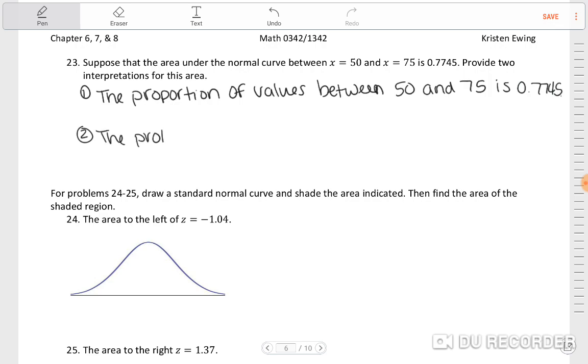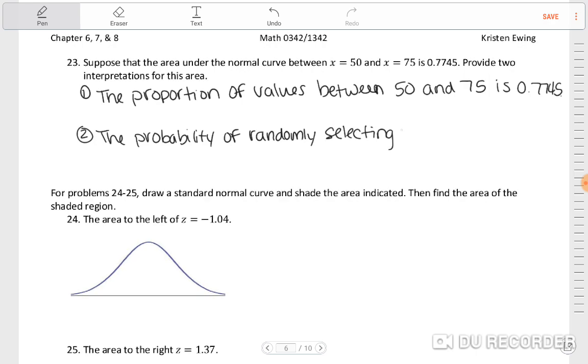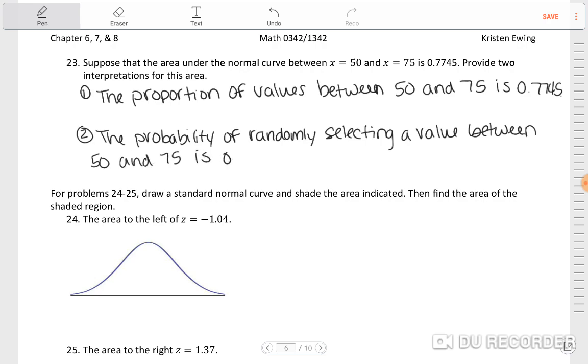The probability of randomly selecting a value between 50 and 75 is 0.7745. So again, the only part that changed is this part, that part. Okay.